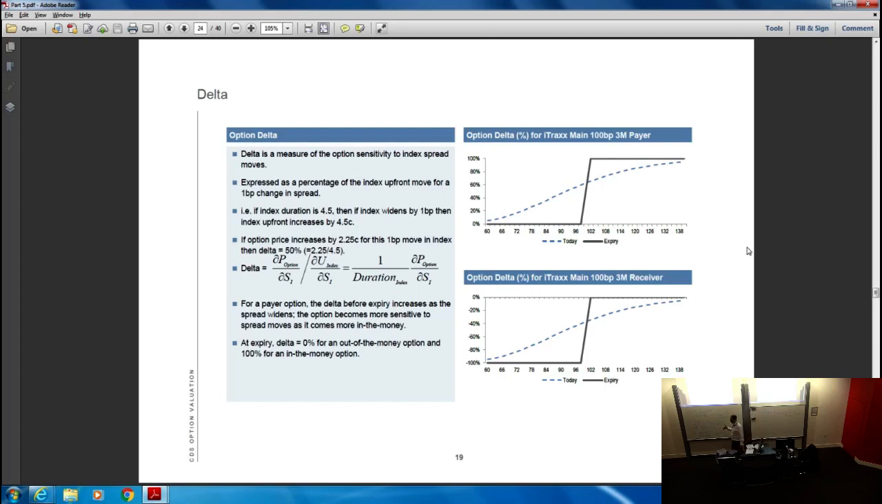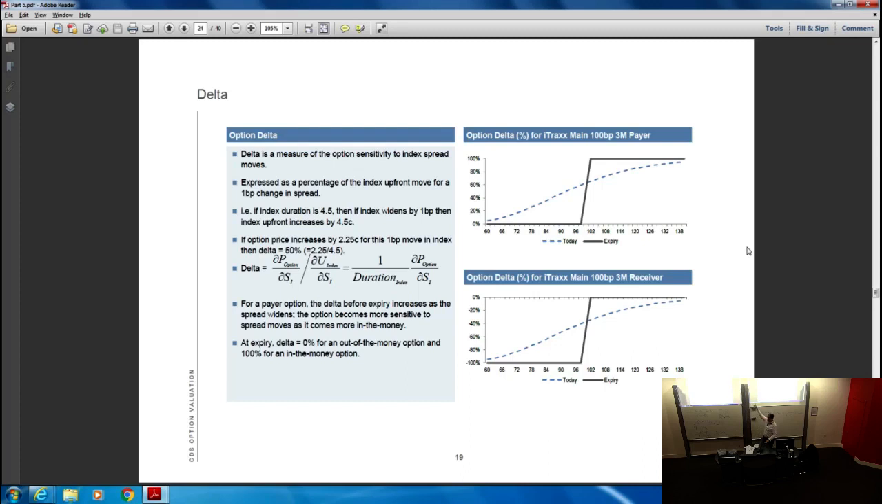So the delta can also be thought of as the probability of landing up in the money for a particular option. At the money means at the forward. So if you have an option that's struck at the forward, it's 50-50. You're either going to end up in the money or out of the money. So the delta of an at the money forward option is going to be 50%. As you go higher in strikes, the delta gets closer and closer to 1. You're guaranteed to land up in the money.